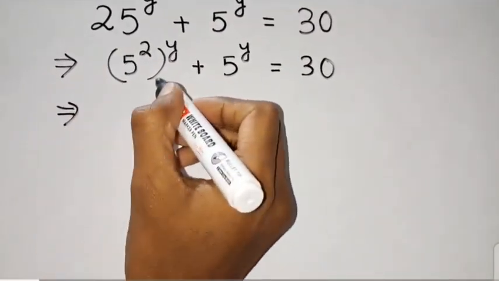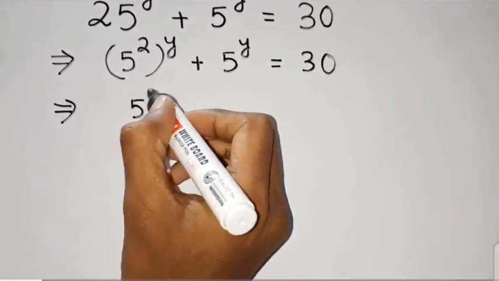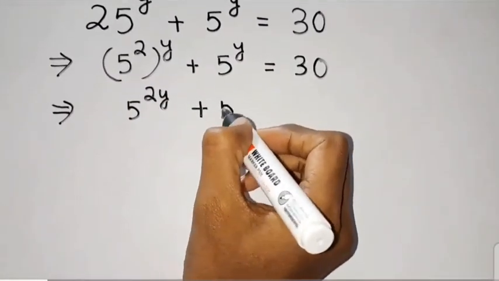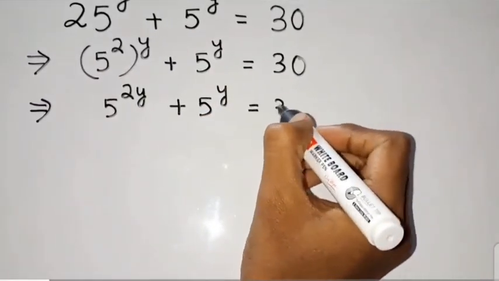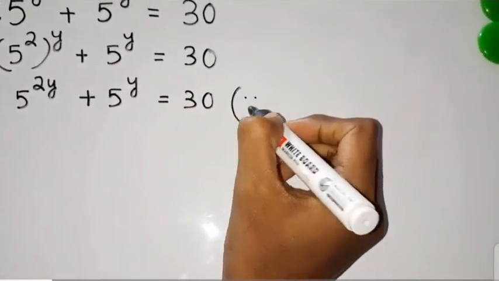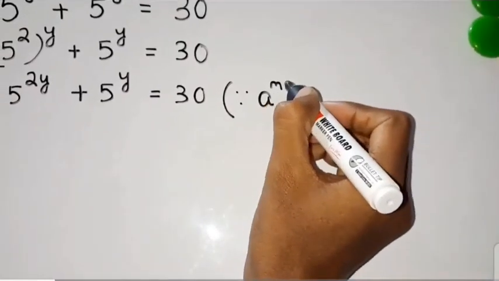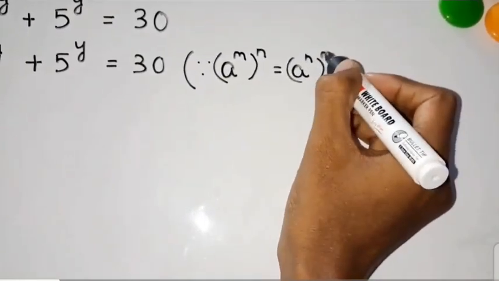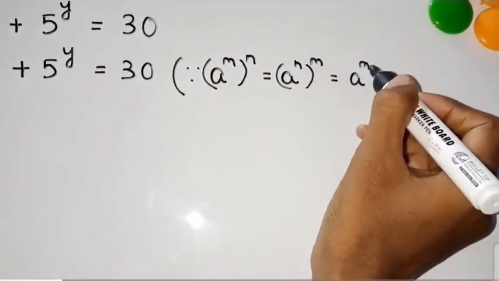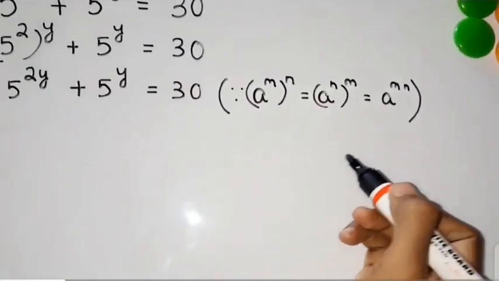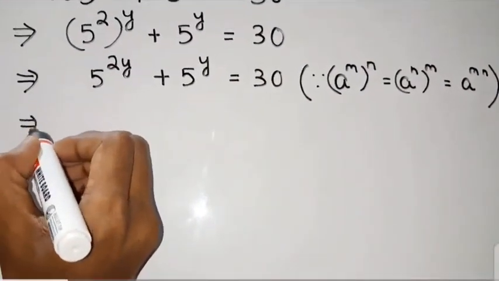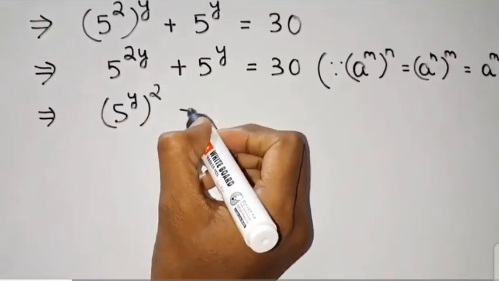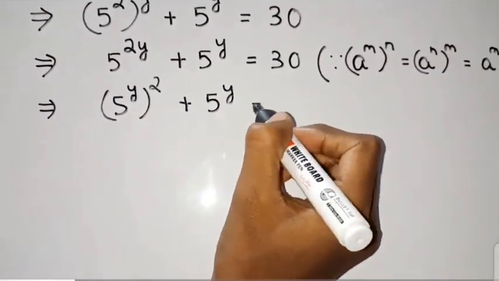Now we can write 5 to the power 2, whole to the power y, is nothing but 5 to the power 2y, plus again 5 to the power y equals 30. By properties of indices, a to the power m, whole to the power n, is nothing but a to the power n, whole to the power m, is nothing but a to the power m multiplied by n. This is the property of indices. So that is why we can write 5 to the power 2, whole to the power y, as 5 to the power y, whole to the power 2, plus again 5 to the power y, equals 30.